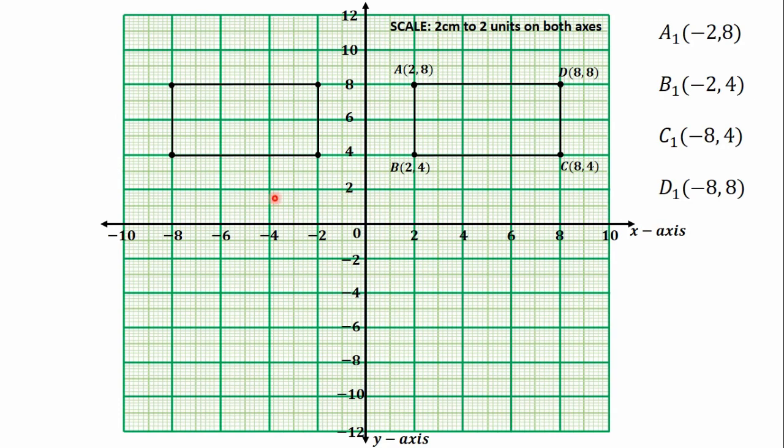The question said that we should indicate the vertices clearly, so you write the coordinates of each vertex against it. So we have A1 here with coordinates -2, 8. We have B1 with coordinates -2, 4. We have C1 with coordinates -8, 4. And D1 with coordinates -8, 8. So we have now solved the third part of the question.